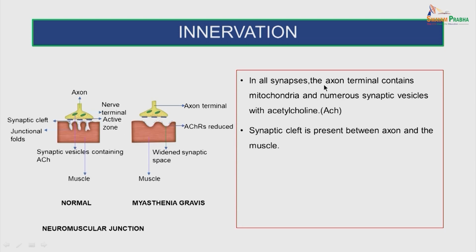In all synapses, the axon terminal contains mitochondria and numerous synaptic vesicles with acetylcholine. The synaptic cleft is present between the axon and the muscle. So this is a normal neuromuscular junction showing the synaptic cleft, the axon terminal, and the synaptic vesicles containing acetylcholine. This is the picture seen in myasthenia gravis, where the receptors for acetylcholine are destroyed by autoantibodies.